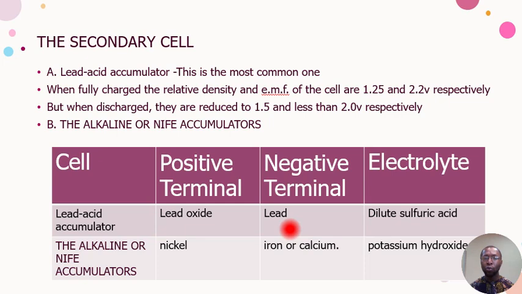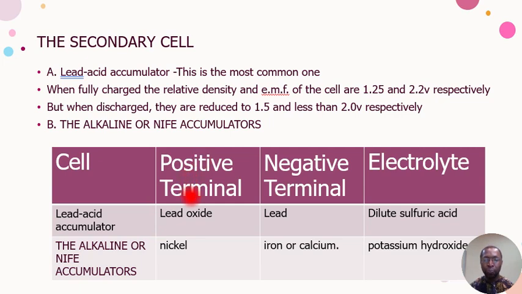Now, let's go straight to the secondary cell. We have said that the secondary cells are the cells that are rechargeable after they have run down. The two major examples we have are the lead acid accumulator, which we commonly use in our world today, and the alkaline or nickel accumulator. Now, without much ado, I would just like to give a summary of this secondary cell, because we just need to know the summary of it at our own level.